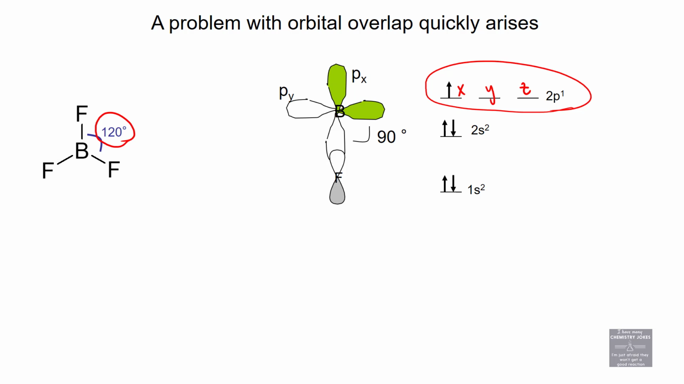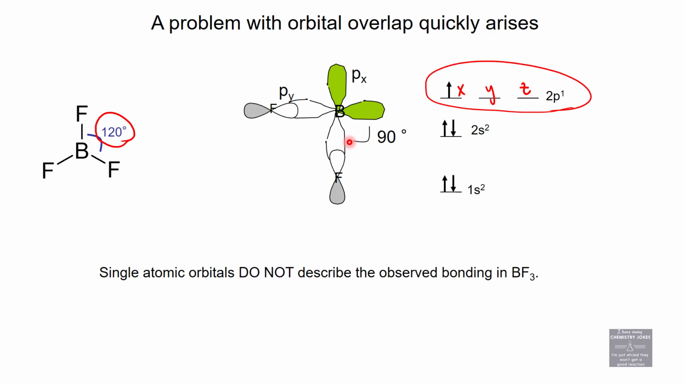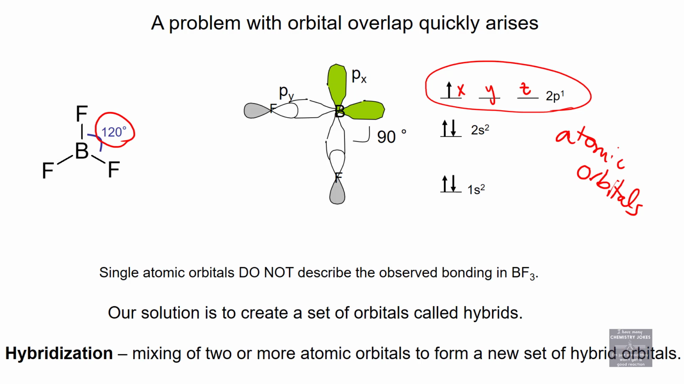So if F comes in and tries to make a bond from a p orbital in F, making a p orbital bond to boron, and a p orbital in F, making a p orbital bond to boron, that would give me a bond angle of 90 degrees. That's not what actually happens in BF3. So we need to come up with some way to describe how we actually observe a bond angle of 120. It must be because these atomic orbitals are not being used to make bonds. We're going to use hybrid orbitals to make bonds. What are hybrid orbitals? That's what I'm here to tell you about.